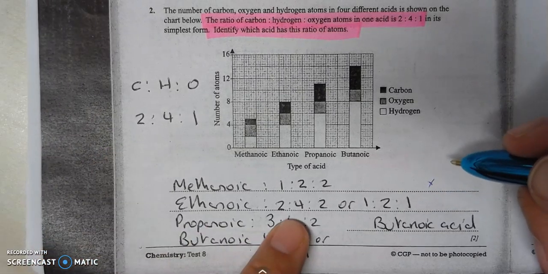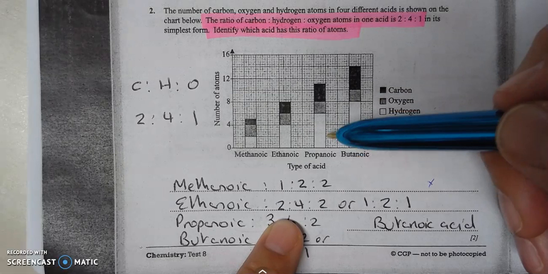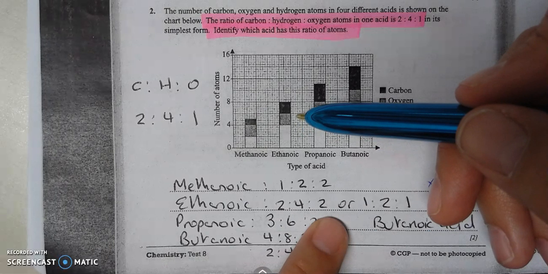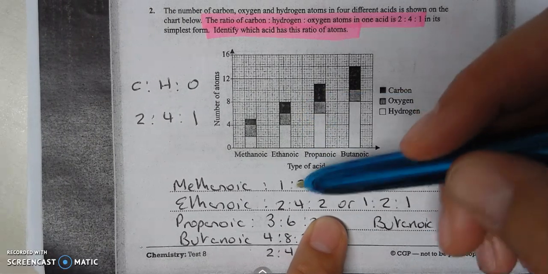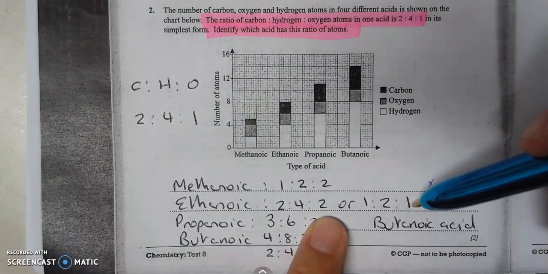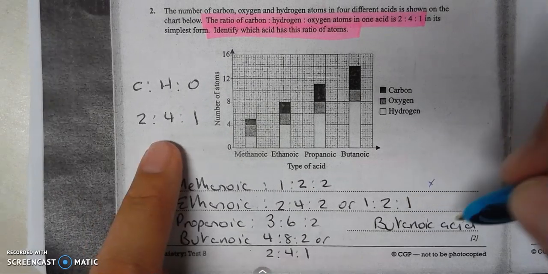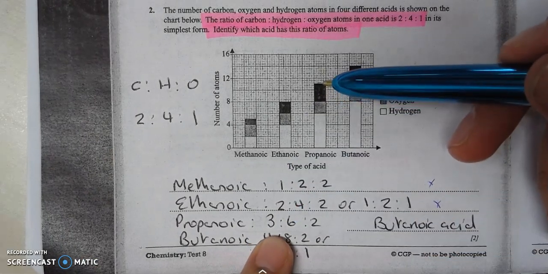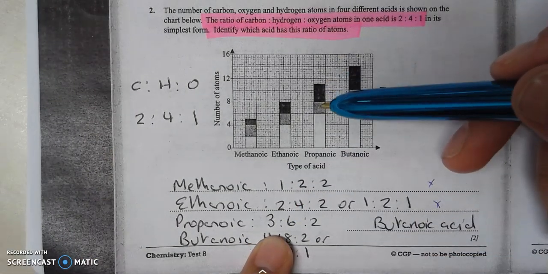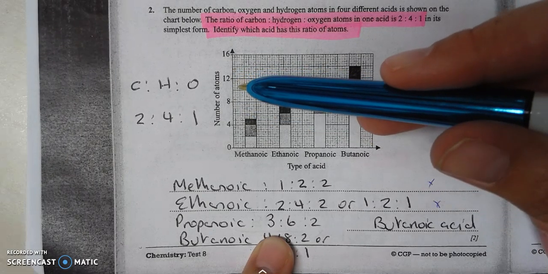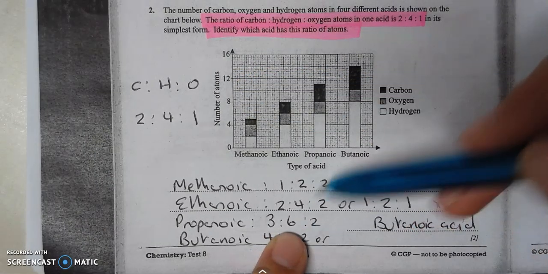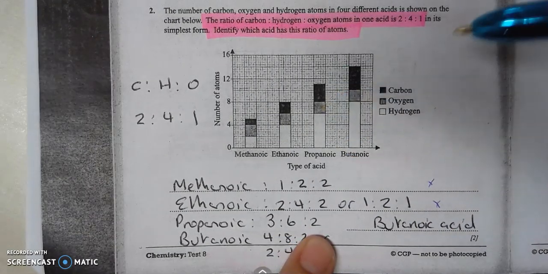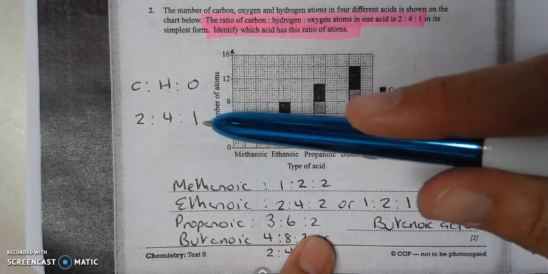This one, ethanoic acid, is 2 lots of carbon, 4 lots of hydrogen, and 2 lots of oxygen. But in its simplest form, it's 1:1, which is not what we're looking for, so it's not that one. If I look at propanoic acid, I've got 3 lots of carbon, so between 8 and 11, I've got 3 lots. I've got 6 lots of hydrogen and 2 lots of oxygen. Again, that's not the same ratio.